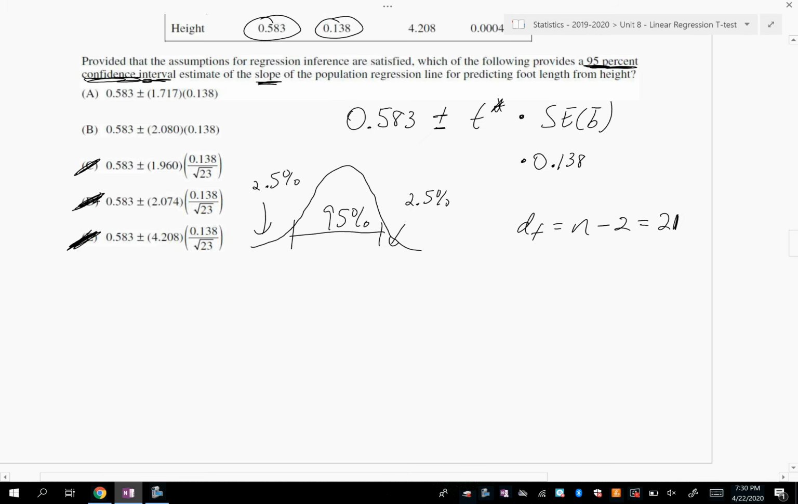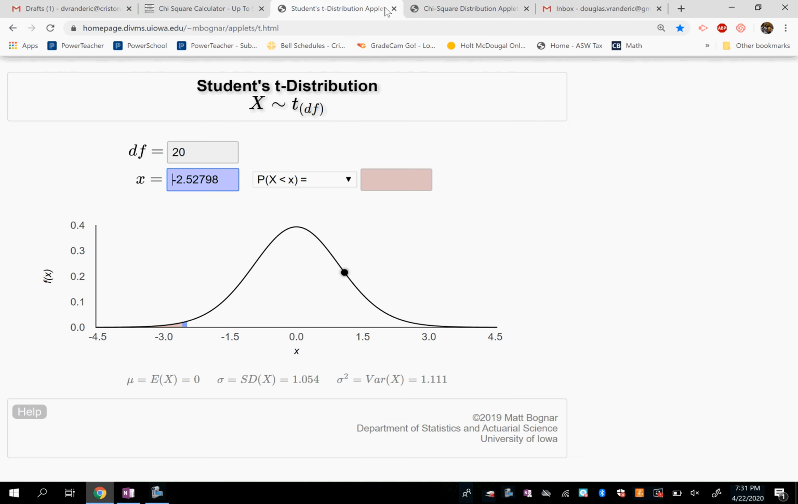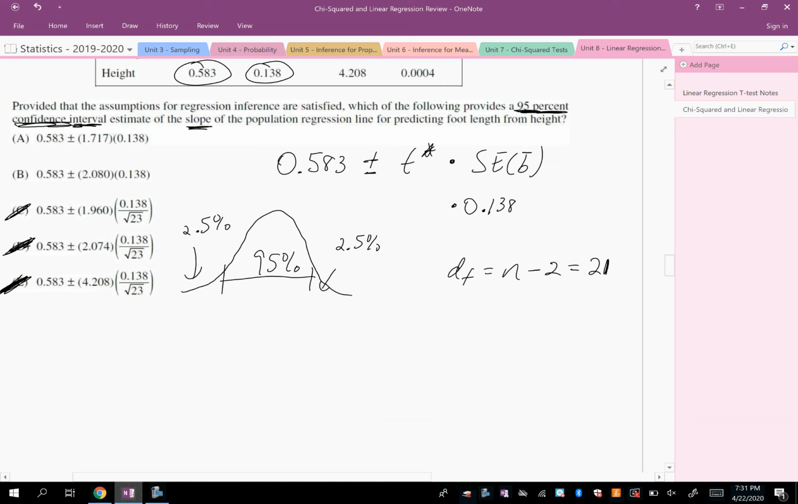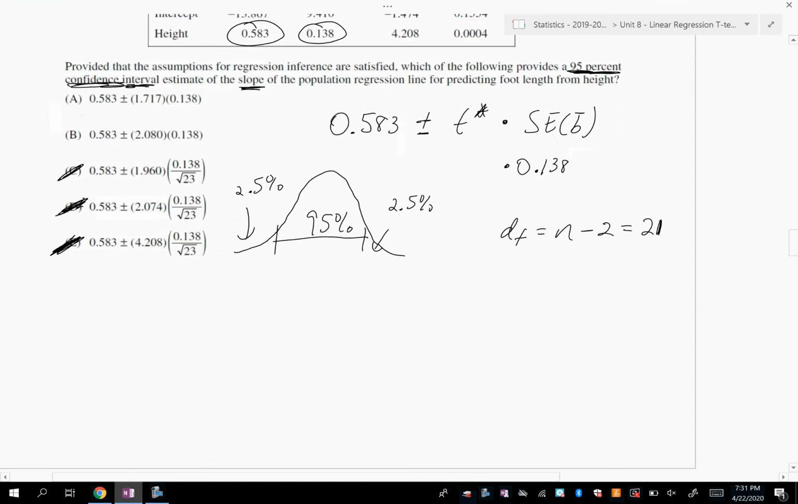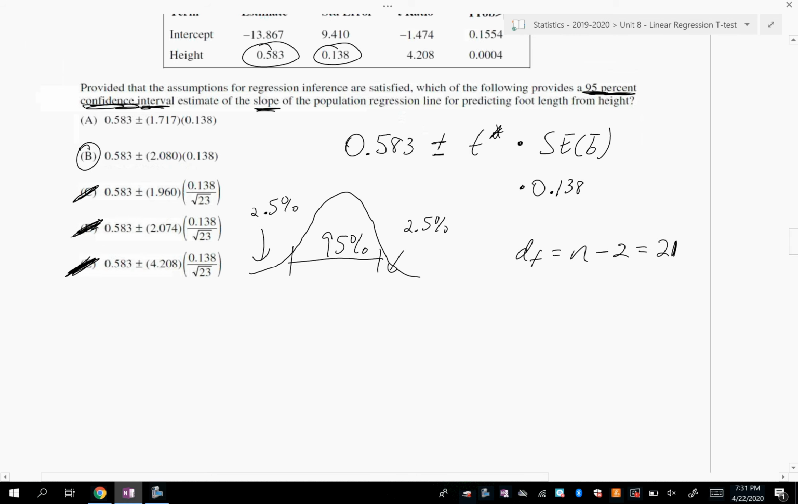I'm going to go to my link with that information to find T star. So here we go. Make sure you use the correct one. We're on T distribution. So we said 21 degrees of freedom. Let's go and delete that. The area to the left for me is 0.025 for 2.5%. Click the blue. You get 2.07, the 9 is going to round, so 2.08. So I'm looking for the answer 2.08. And there it is, 2.080. So the answer is B.